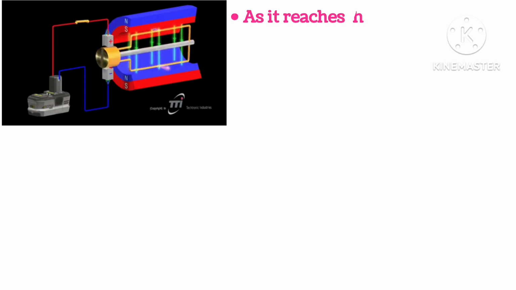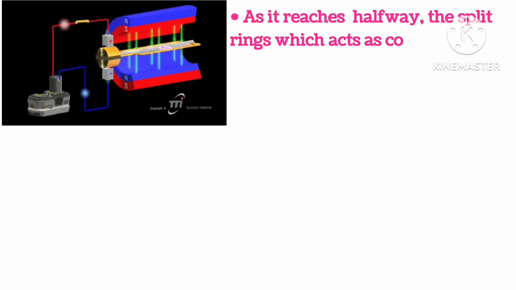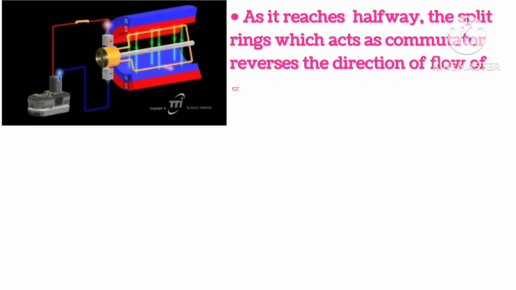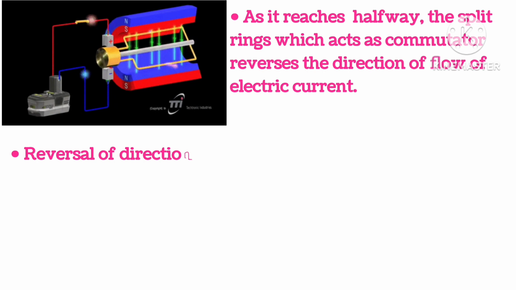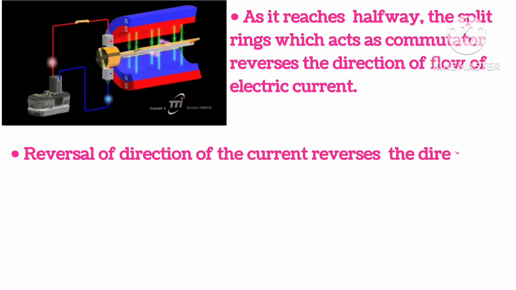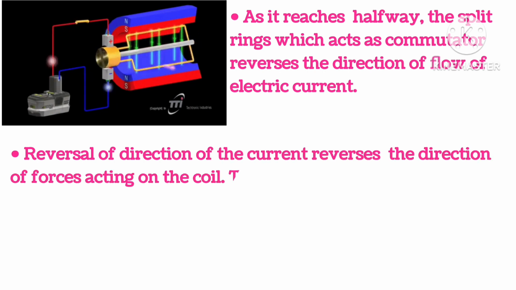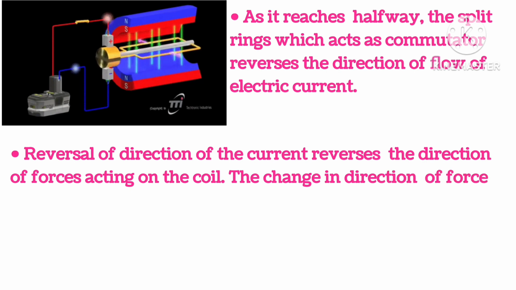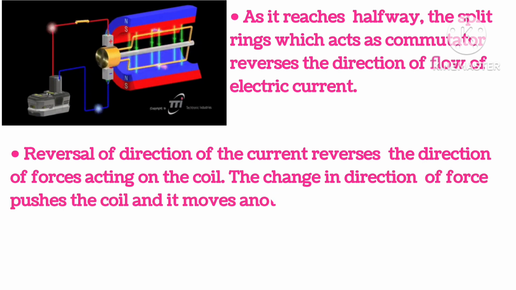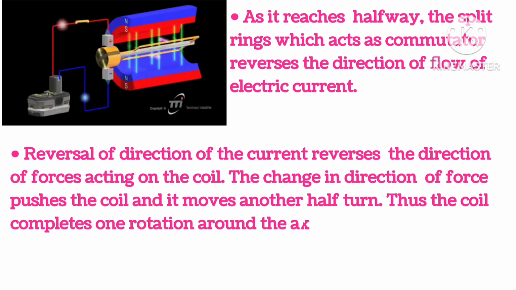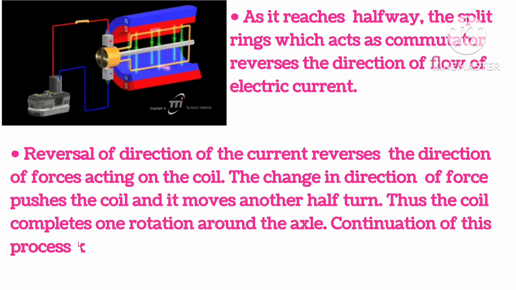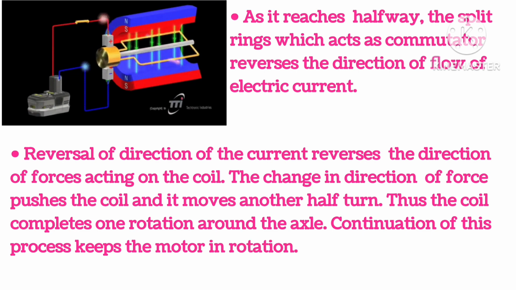So as you can see in the picture, as it reaches halfway, the split rings which act as a commutator reverse the direction of flow of electric current. Reversal of direction of the current reverses the direction of force acting on the coil. The change in direction of force pushes the coil and it moves another half turn. Thus the coil completes one rotation around the axle and the continuation of this process keeps the motor in rotation.